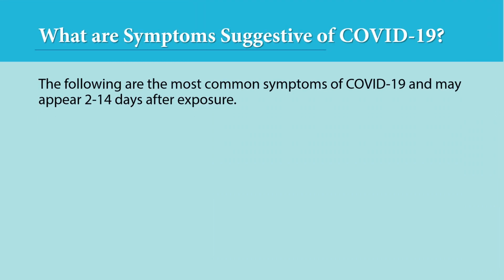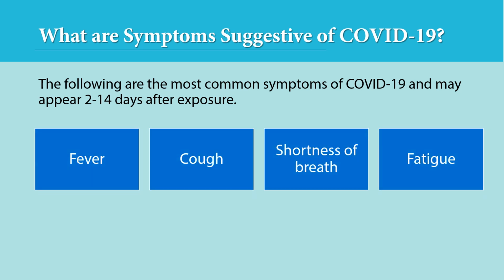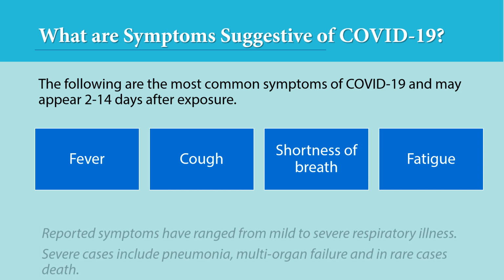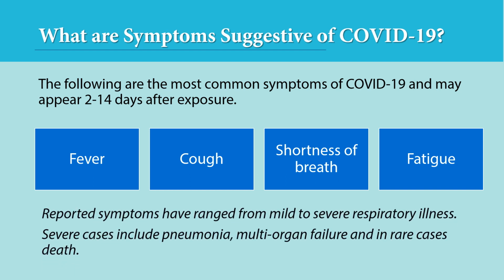The common symptoms of COVID-19 are a fever, a cough, shortness of breath, and fatigue, and they can appear anywhere from 2 to 14 days after being exposed. These symptoms range from mild to severe. In the severe cases, you may see pneumonia, multiple organ failure, and in rare cases, death.